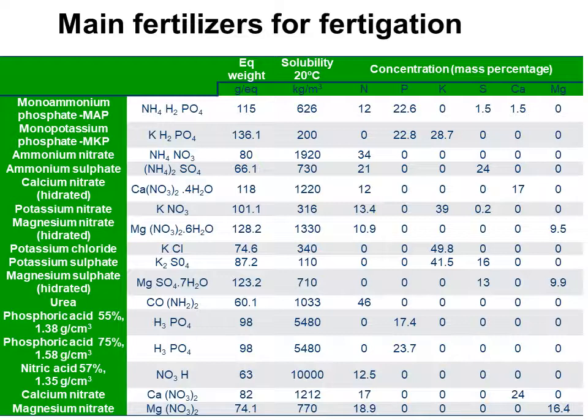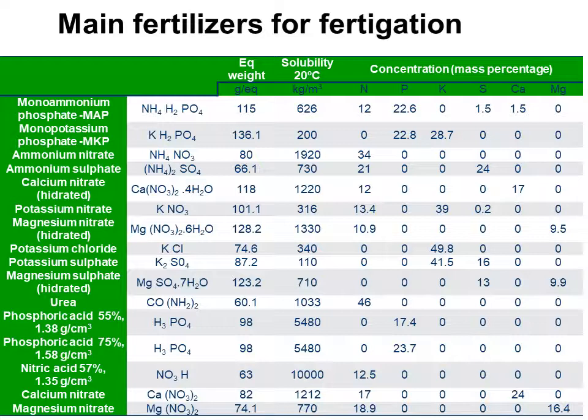We have also the solubility at 20 degrees. There is a huge variation in solubilities, in kilograms per cubic meter, and then we have the concentration for NPK, S, calcium and magnesium. Note that the concentrations are all expressed as percentage of the elemental form.